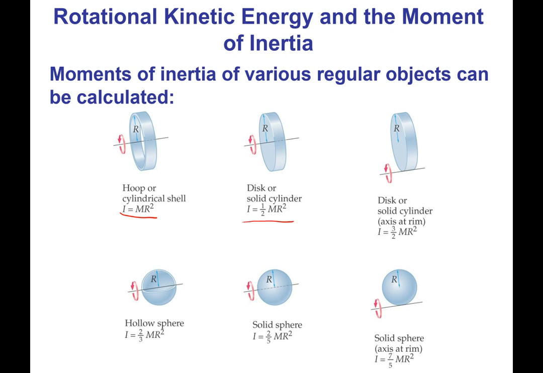A disk or solid cylinder, and you're dealing with it being off, so the axis is not in the center. You have a hollow sphere, a solid sphere where the axis is not in the center. So you have all these different ones that they never made you memorize, because if you needed it, they gave it to you. So this part you didn't have to memorize.